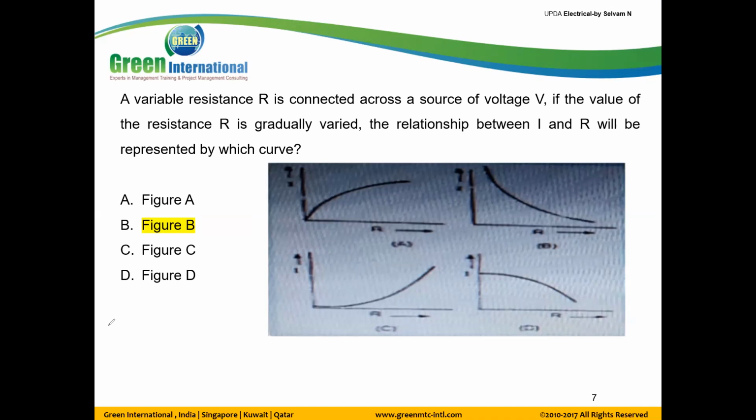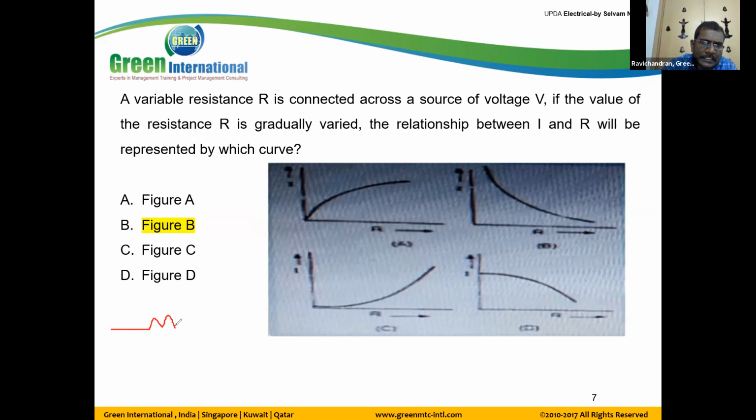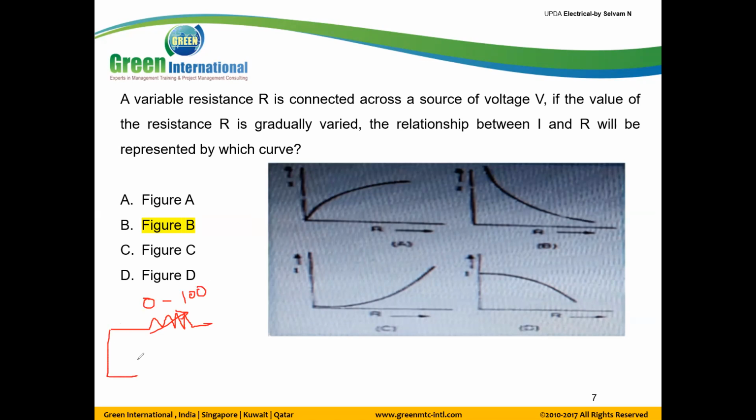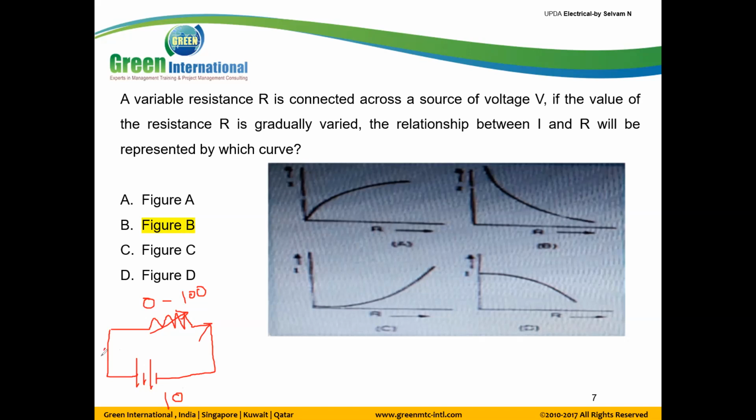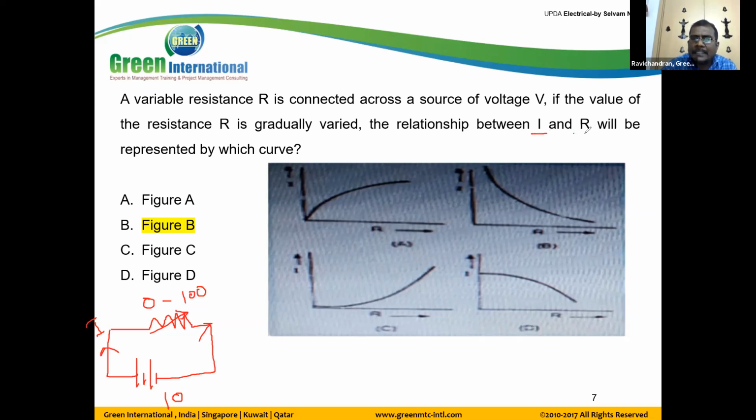Okay, for example, see here is a variable resistance. The resistance value is minimum. We can change it from 0 to 100, connected across a 10-volt battery. So the circuit is closed, the current will flow. Here they ask the relation between current and resistance. So we draw the graph, resistance and current. So 0, 10, 20, 100.